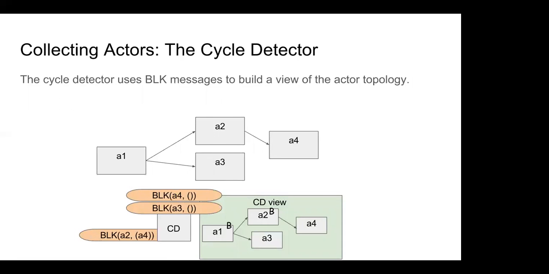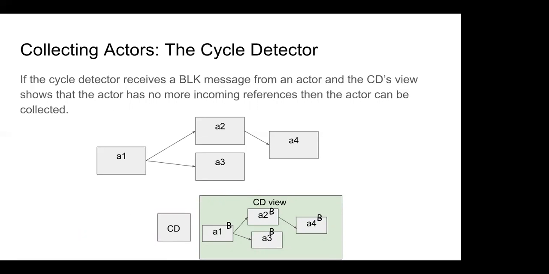So the cycle detector goes through the messages and processes them and starts creating its own view of what the graph of actors looks like and which ones may or may not be blocked. It's processing these messages, updating its own view of the system. And finally, it reaches this view where it says, okay, A1 points to A2 and A3, A2 points to A4, and all of these things are blocked.